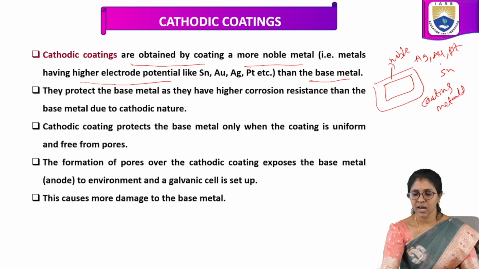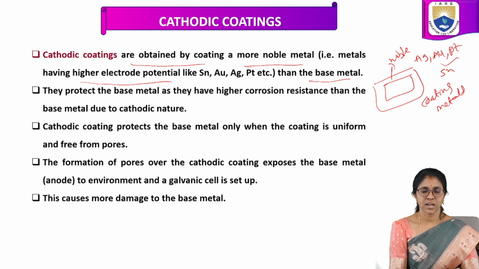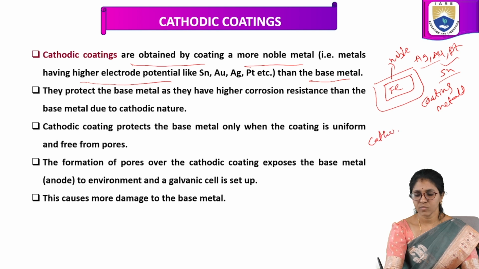These are having higher electrode potential than the base metal, that is iron. Here we are taking iron. So these noble metals having higher electrode potentials than the iron, the coating metal can act as cathode, whereas iron can act as anode.